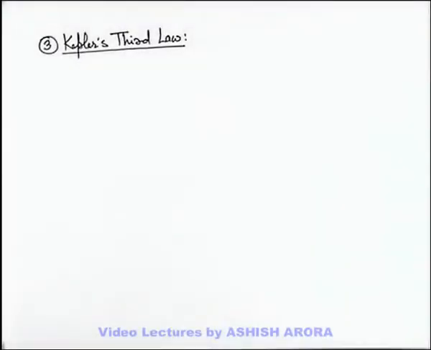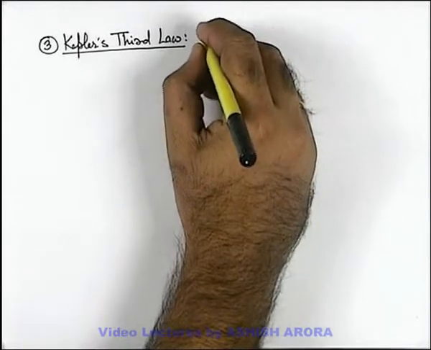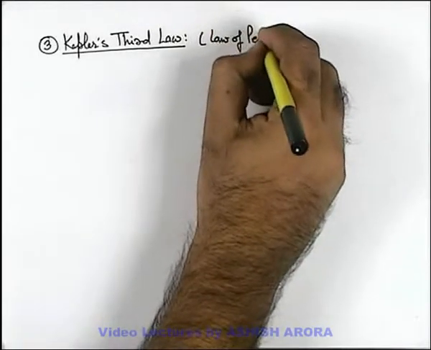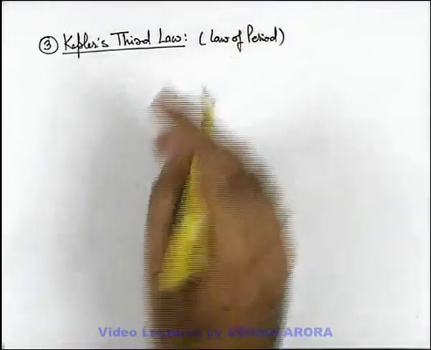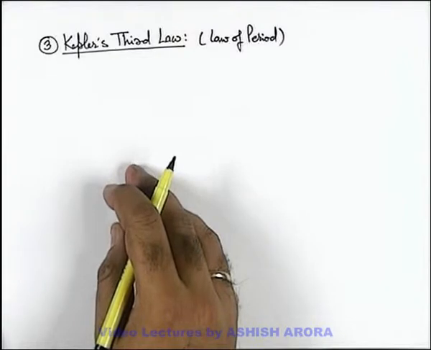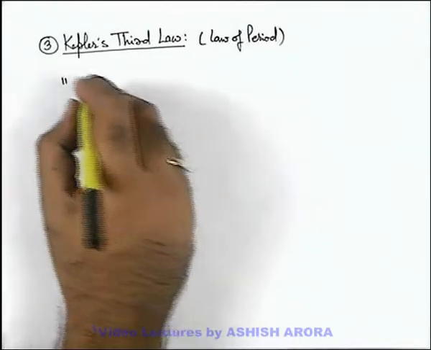So after discussion on Kepler's first law and second law, let's continue with Kepler's third law. This law is also termed as law of periods, as this law relates the revolution period of a planet in elliptical orbit with the dimensions of its elliptical path. Let's first write down the statement of Kepler's third law.